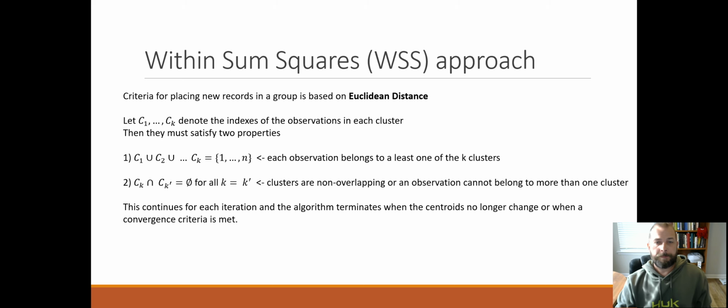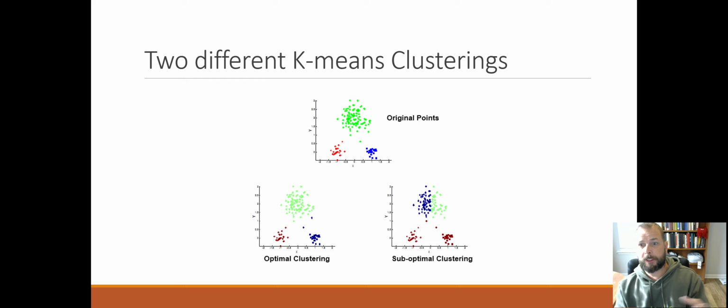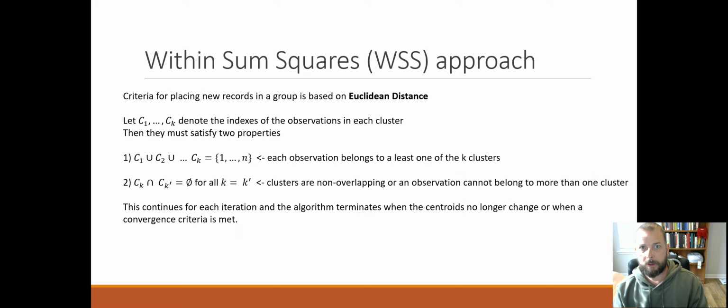So how do we get this optimal separation of our clusters? If we were looking to create an optimal clustering, how do we optimize this? Well, we do that using the within sum squares approach. The criteria for adding a new record to a group is based on the Euclidean distance. Remember, we talked about that last time: the actual physical distance between the two points.